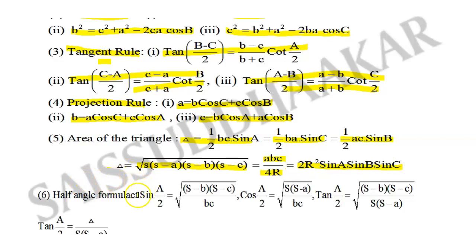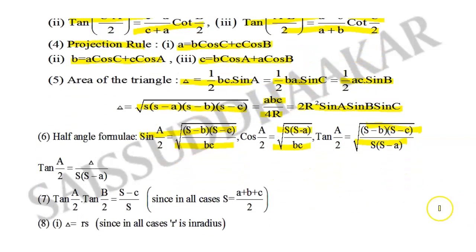Next, half angle formulas. Here we are only reading three formulas. So the sin A by 2 formula is root over (s minus b) into (s minus c) by bc, and cos A by 2 formula is root over s into (s minus a) by bc, and tan A by 2 formula is under root (s minus b) into (s minus c) by s into (s minus a). And for tan A by 2 another formula is delta by s into (s minus a), and the reciprocal of tan is cot. Here we can write cot A by 2 is also s into (s minus a) by delta.